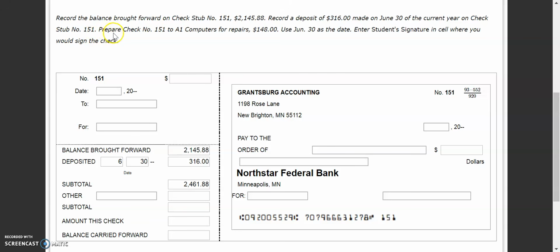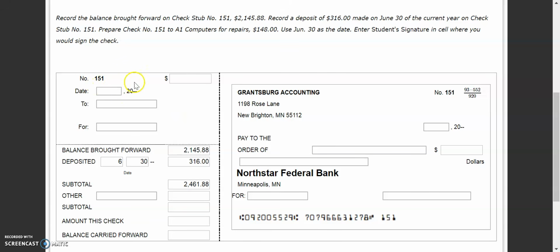Our third sentence instruction is to prepare check number 151 to A1 Computers for $148. We use June 30th as the date. So again, we always fill the check stub out first. So we start over at the top. This little spot up here is just telling us the specifics about check number 151. This down here is kind of our running total of how much we have in our checking account. So they're two kind of separate issues here.